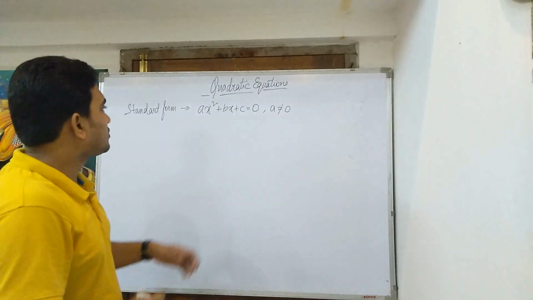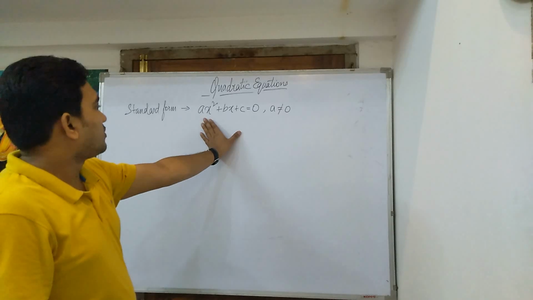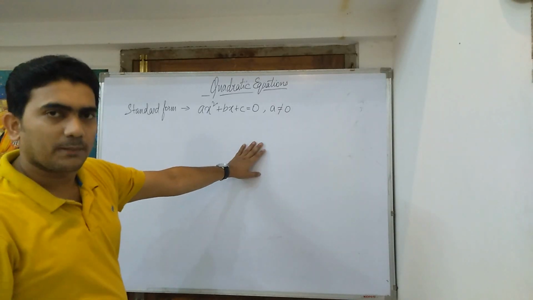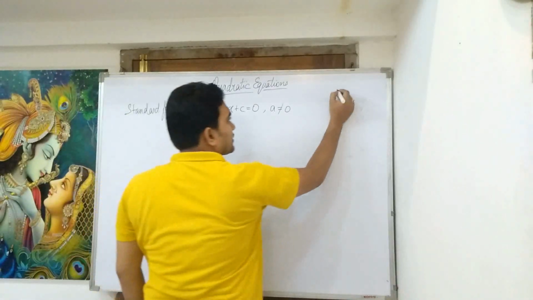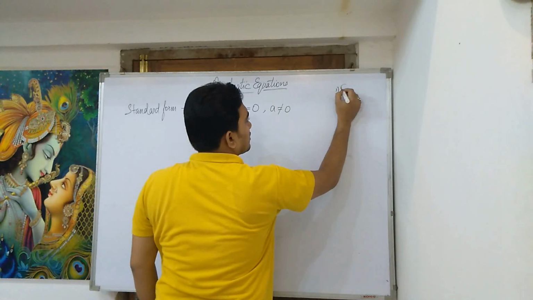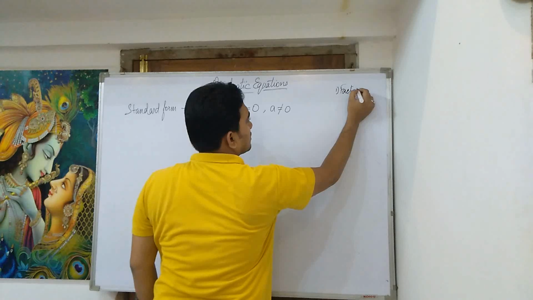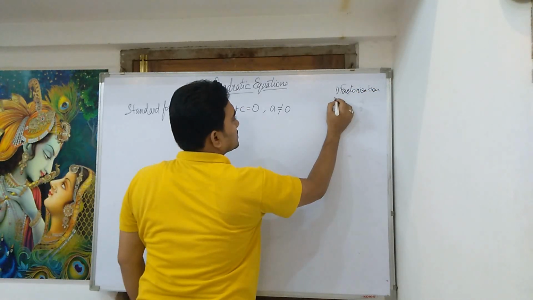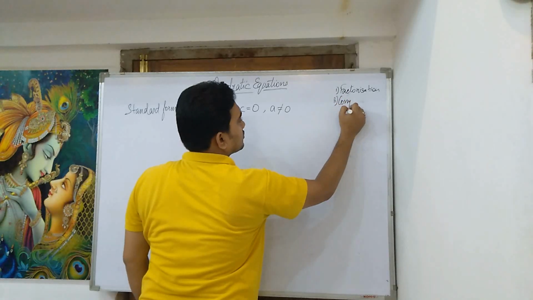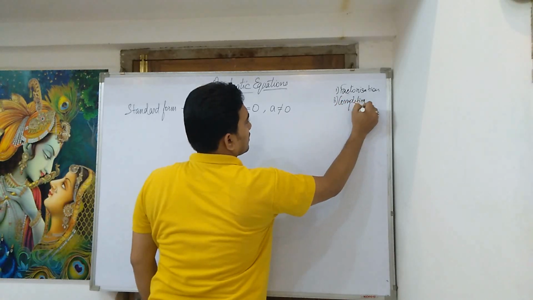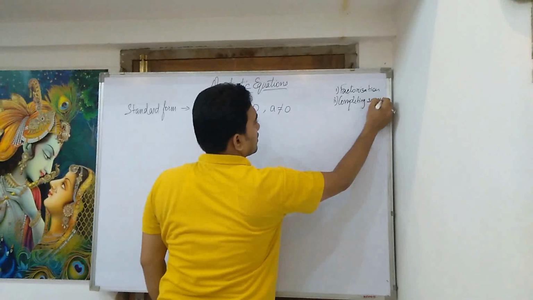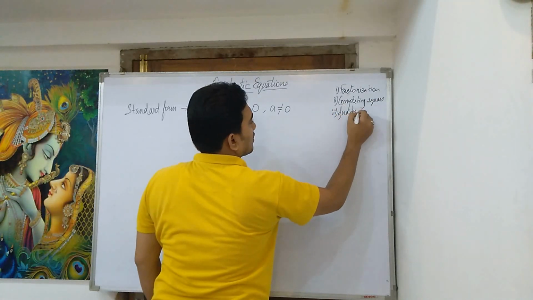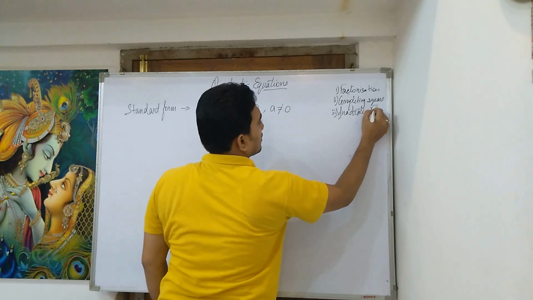Now, in order to find out the solution for x, we have three methods. The three methods are, first of all, factorization. The second one is completing square, and the third one is quadratic formula.